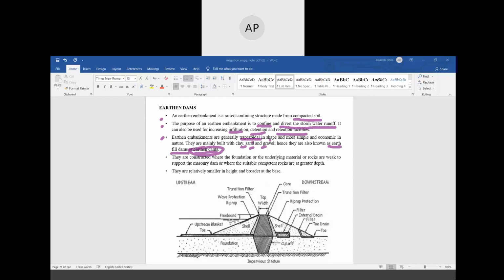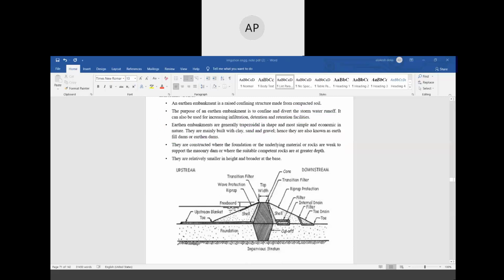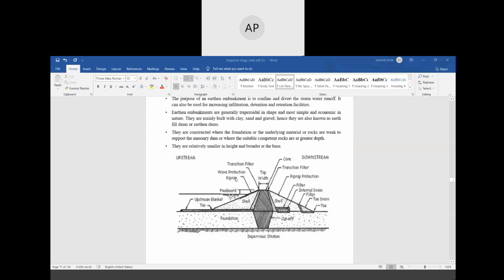They are constructed where the foundation or the underlying material or rocks are weak to support the masonry dam, or where the suitable competent rocks are at greater depth. They are relatively smaller in height and broader at the base.